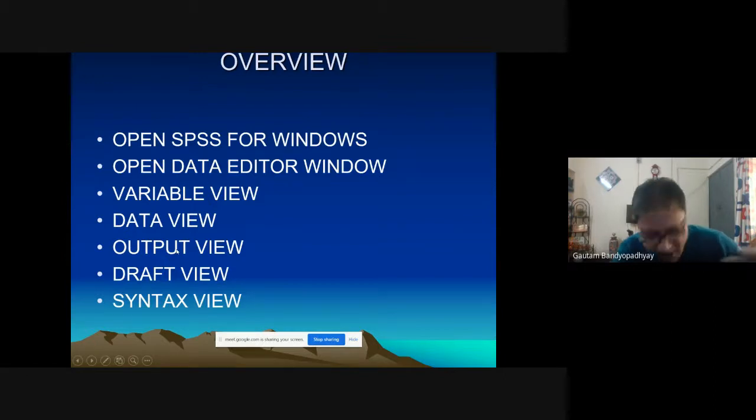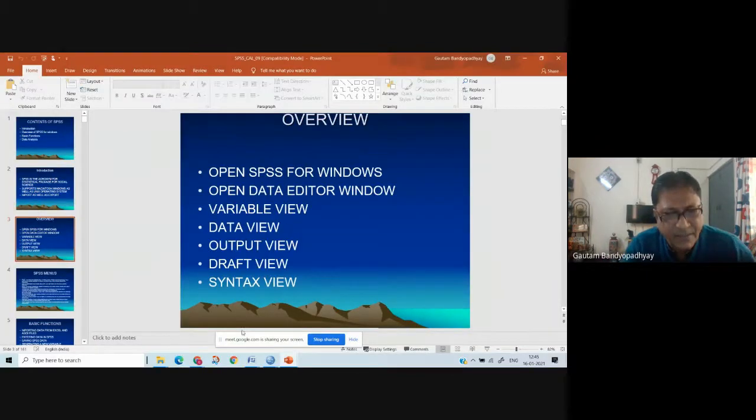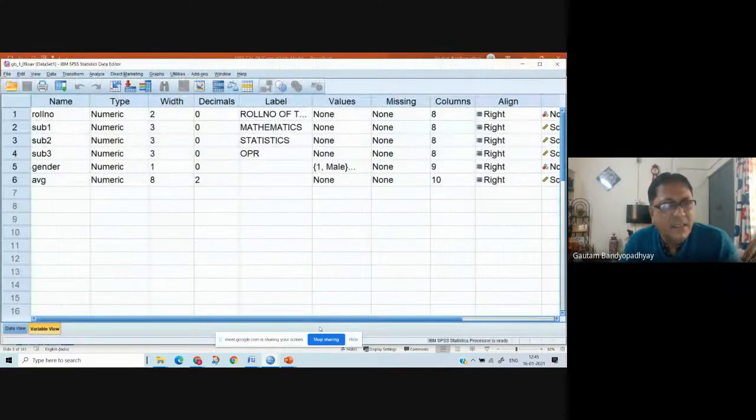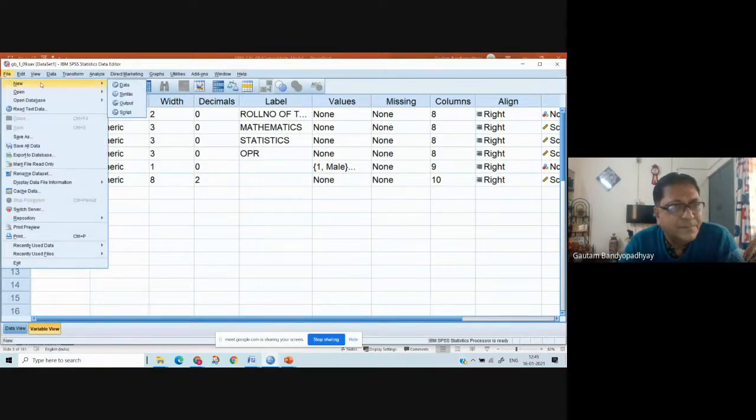So for explaining variable view, data view, and output view, I will take some examples, and then you can easily understand. So this is the SPSS file. Suppose we start with a new file.